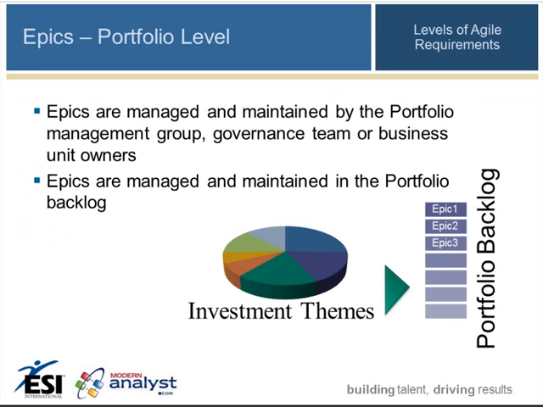Epics are managed typically by a portfolio group. So if there's a PMO within your organization that's looking at the intended strategic output of projects, these are the folks that are likely to give you this kind of assistance or guidance. While they're managed and maintained in the portfolio backlog, and you can see here that investment themes are driving Epic 1, 2, and 3, the assignment of project teams to this, and then the development of the more detailed levels of requirements and the ultimate delivery of the product fall to a project team.